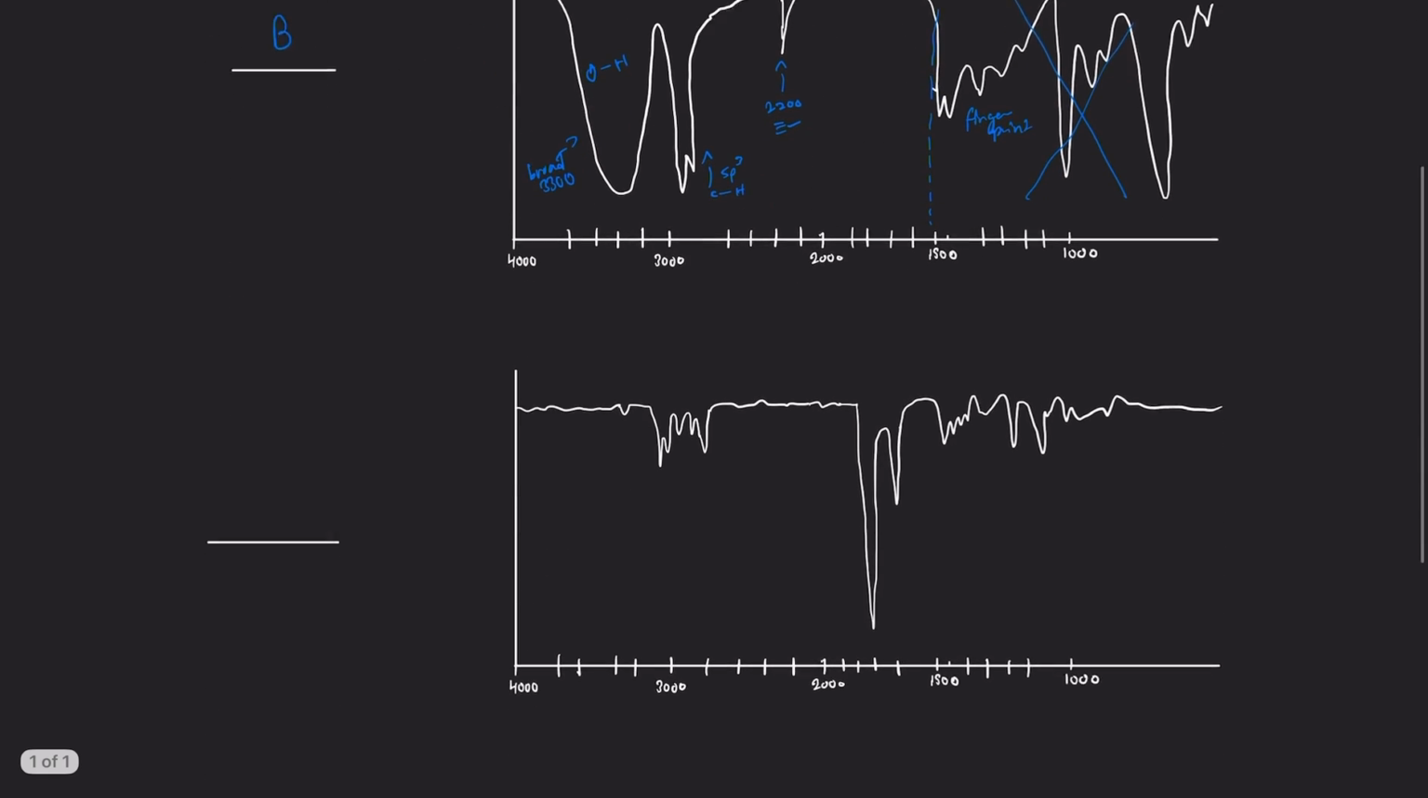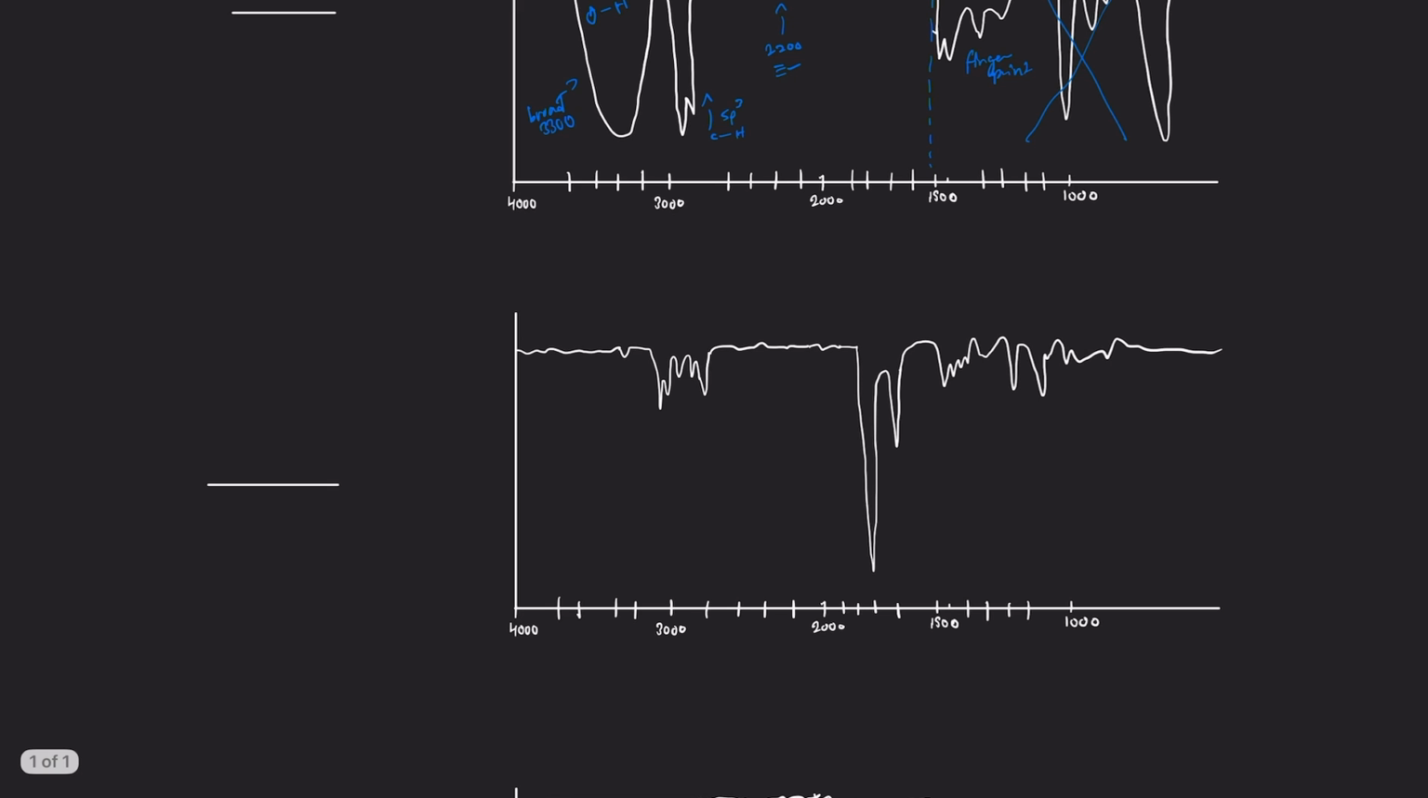So the second graph, once again, I have around the 2,900 sp3 CH stretch. Honestly, you don't even have to label those because they're pretty much useless. I don't know why they even pop up anymore. I just ignore them. Anyways, aside from that sp3 CH stretch, there are some other pretty obvious stretches to the left of 1,500.